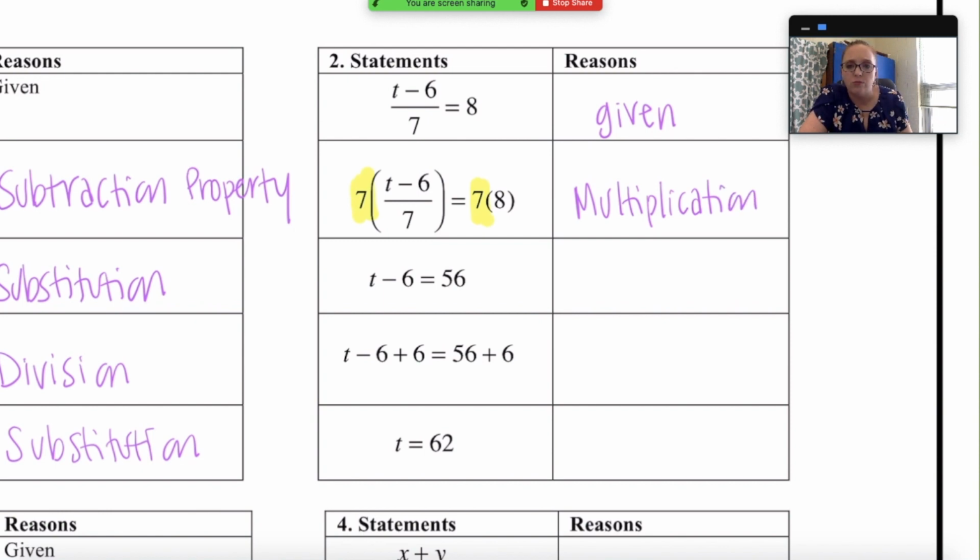Now what did they do? So the 7s are gone, right? And 7 times 8 is 56. So it looks like they've kind of simplified. So that's your substitution property. Okay, on the next line, what's going on here? I see we've got a plus 6, oh, and a plus 6. So that's that addition property of equality. And then how did they get that t is 62? Substitution property again.